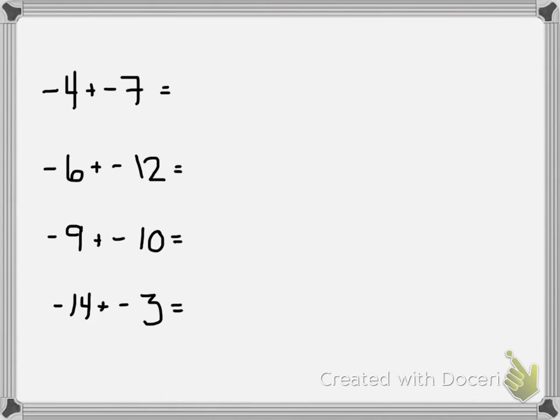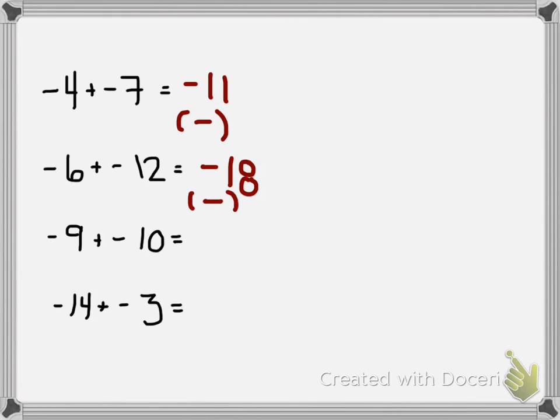So negative 4 plus negative 7. My answer is going to be negative because both of my addends are negative. And 4 plus 7 is 11. So I have negative 11. Negative 6 plus negative 12. Both of my numbers are negative, so my answer is going to be negative. And 6 plus 12 is 18, so my answer is negative 18.